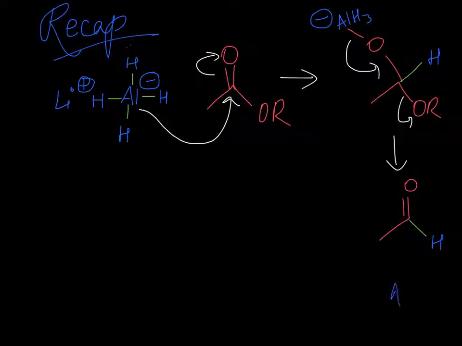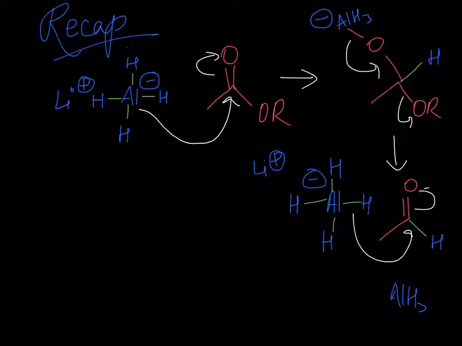Also note that the ALH3 sort of got left behind. And so you do the same reaction a second time to get another similar looking tetrahedral intermediate. The only difference is that in this case you actually do not have a leaving group like you did previously, which means that you cannot collapse it, which means that the lithium aluminum hydride is done reacting.